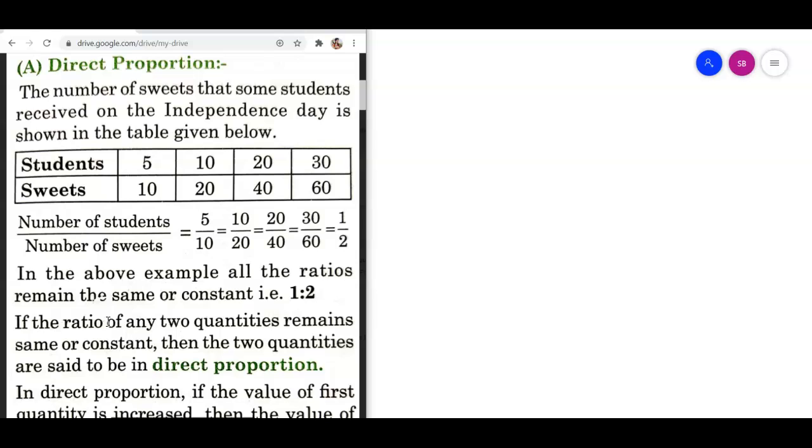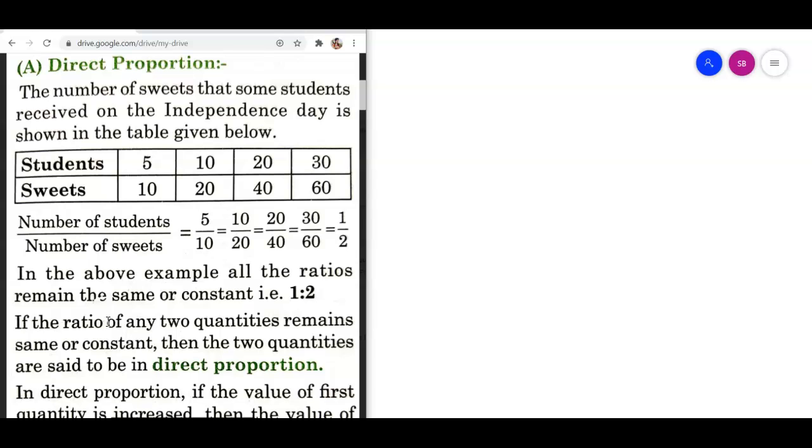This is an example. First we will be doing an example to understand what is direct proportion. Now direct proportion, this is just an example. In your textbook there is a different example. This example is also there, but in your textbook you have the diameters exercise example.